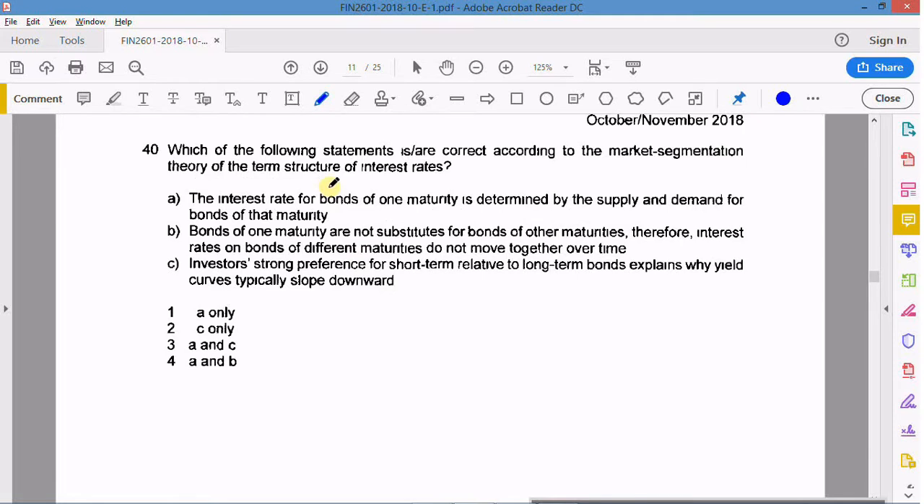Okay, which of the following statements is or are correct regarding the market segmentation theory of the term structure? Okay, the interest rates for bonds of one maturity are determined by supply and demand. It's supply and demand, and it's market segmentation. Market segmentation, supply and demand was for a different one, I think. But let's just check it.